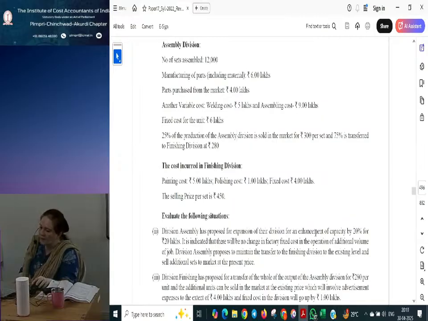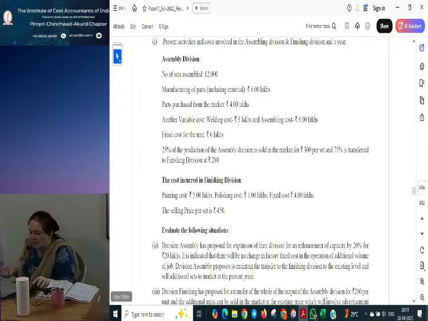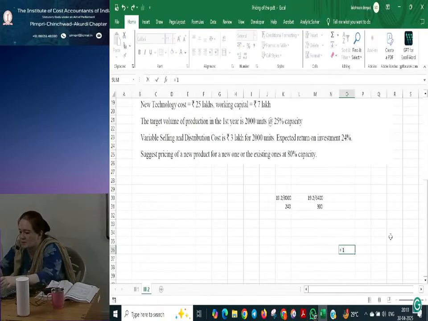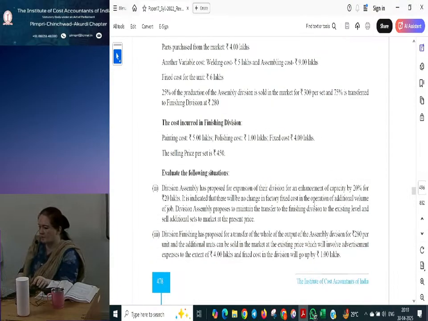So even though they increase the capacity by 20%, the transfer will be the same as the last time. So 75% of the number of sets: the total is 12,000, 25% of 12,000 will be sold in the market, and 75% of 12,000, 9,000, will be transferred to the finishing division. So that is the first situation.